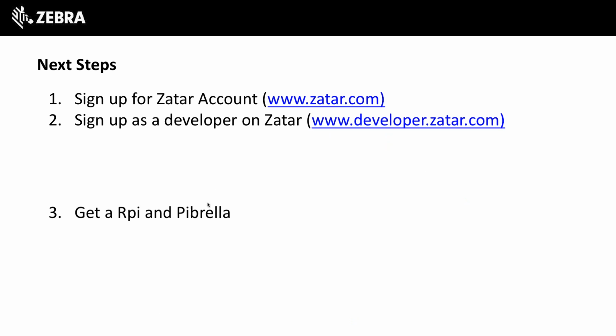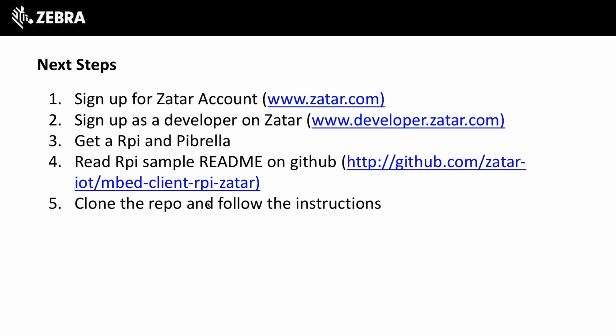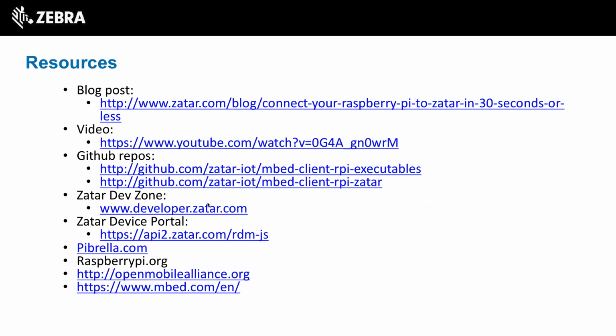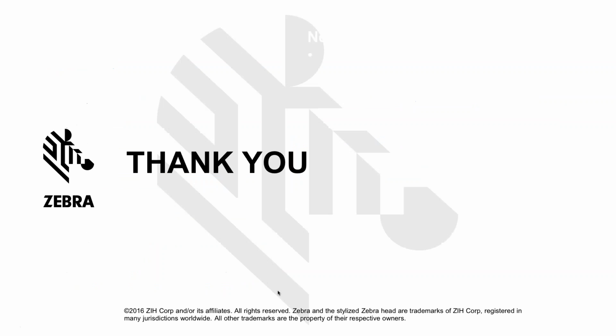Next steps: sign up for the account, get your Raspberry Pi, and have fun. And here are some resources, a blog, a video. We have 2 GitHub repos. One of them is just the executables with canned DCT, so if you just want to run the code and you don't want to build it, and one that has the code that you can build and run and make modifications to. There's the Zatar resources, Pibrella, Open Mobile Alliance if you want to learn more about lightweight M2M, and if you want to know about mBed, there's the mBed URI.